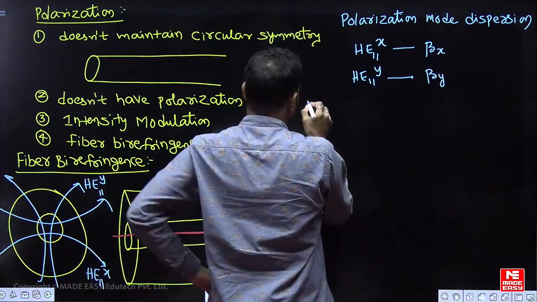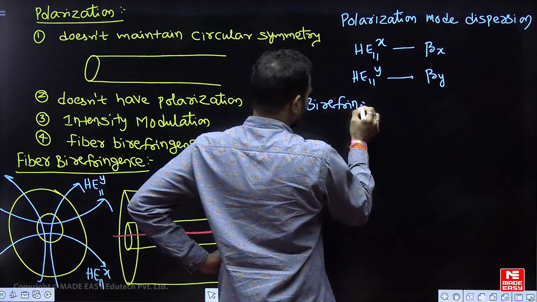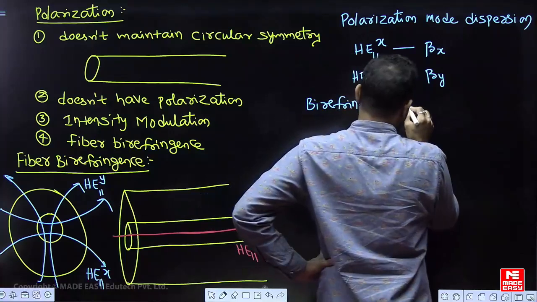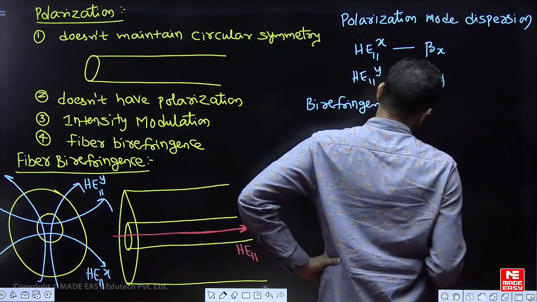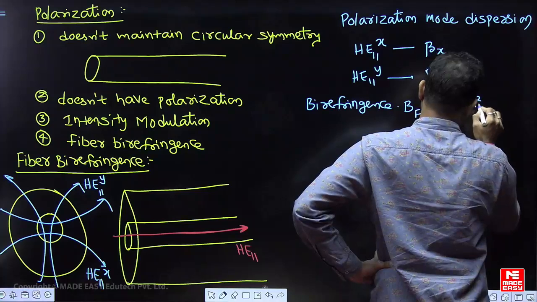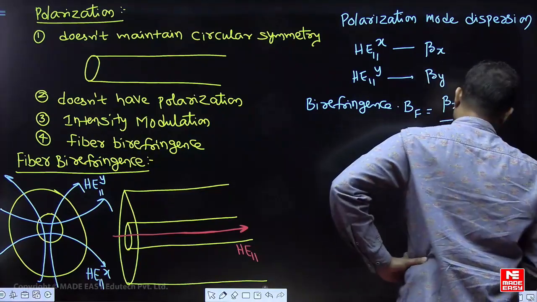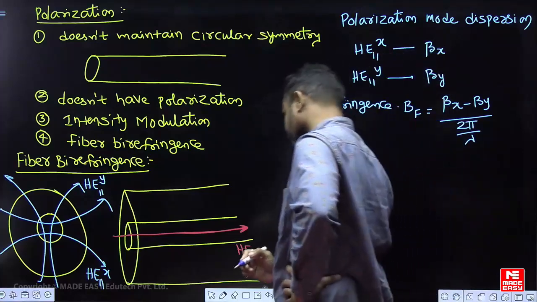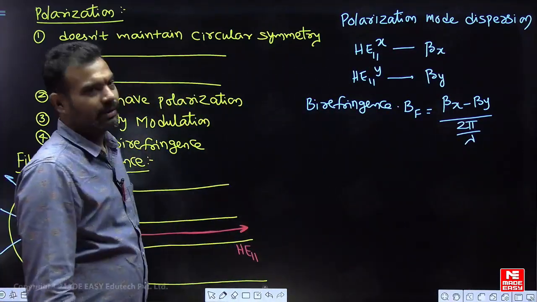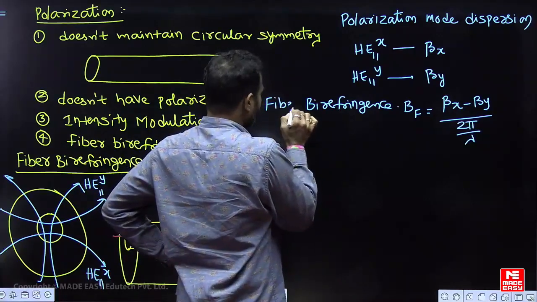Look, I am talking about the birefringence, given as BF. Your BF is nothing but beta x minus beta y, divided by 2 pi by lambda. This is the birefringence formula, also called the fiber birefringence.